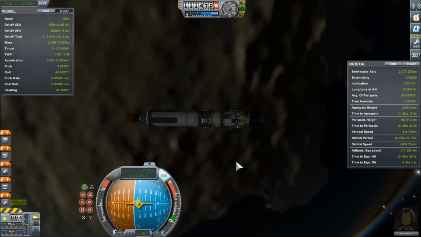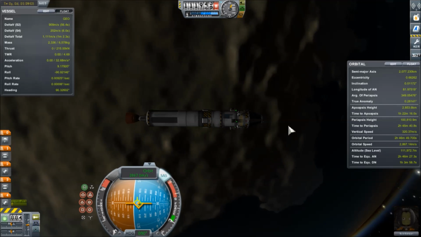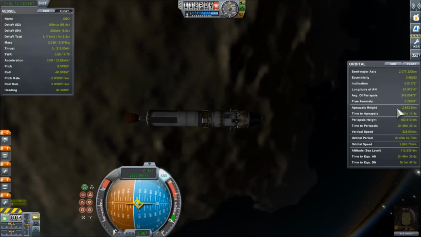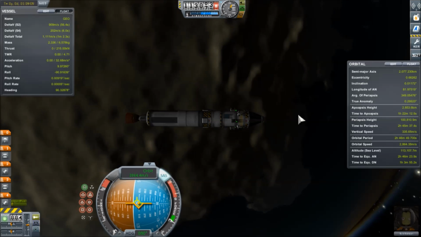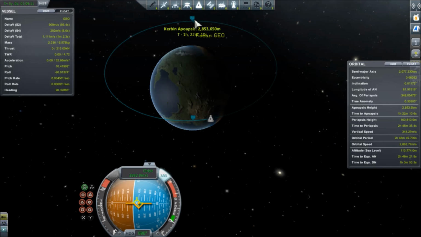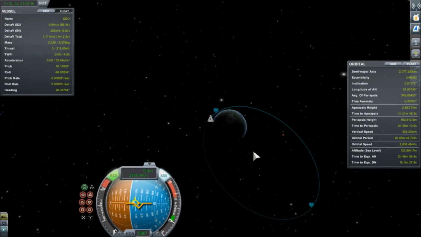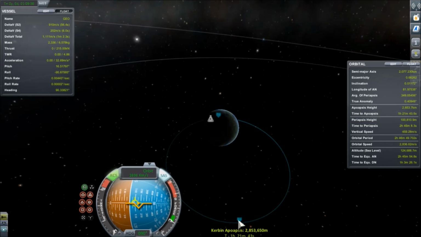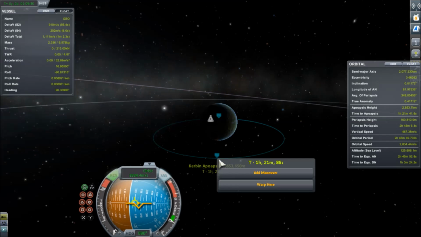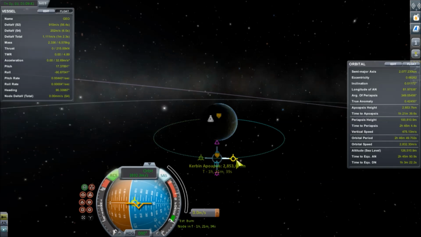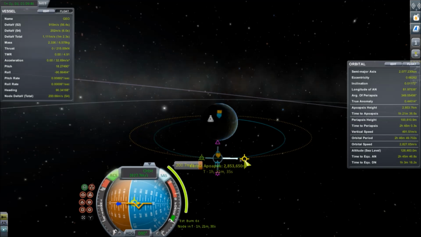So by this point we have finished our first burn. Our apoapse is 2,853.6 kilometers. So we're going to go out here and we're going to set another maneuver, and we are going to circularize our orbit by performing a Hohmann transfer.